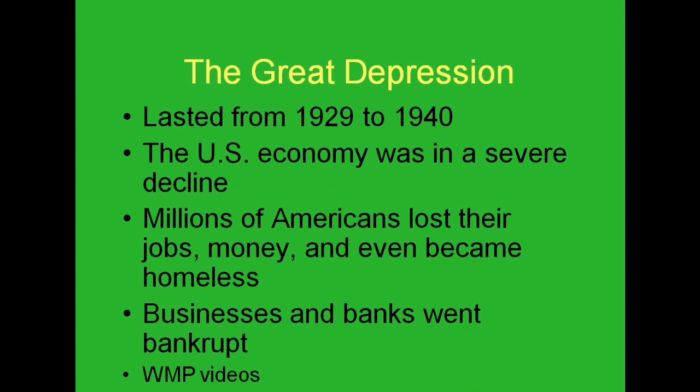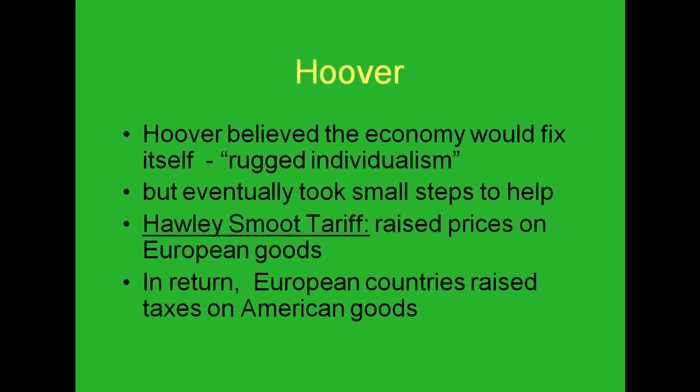The Great Depression lasted from 1929 to 1940, when the U.S. economy was in a severe decline. Millions of Americans lost their jobs, money, and many even became homeless. Businesses and banks went bankrupt nationwide. However, Hoover did little to intervene. Again, because he was a conservative and had laissez-faire policies, he thought that the economy would eventually fix itself. And he believed in this idea of rugged individualism.